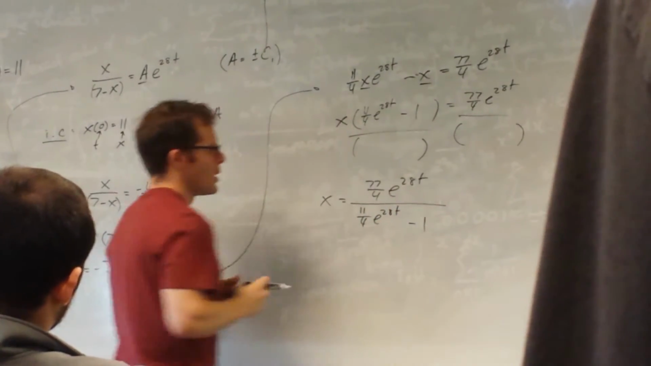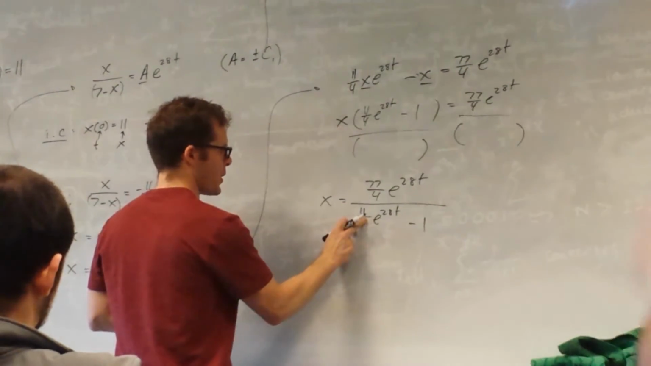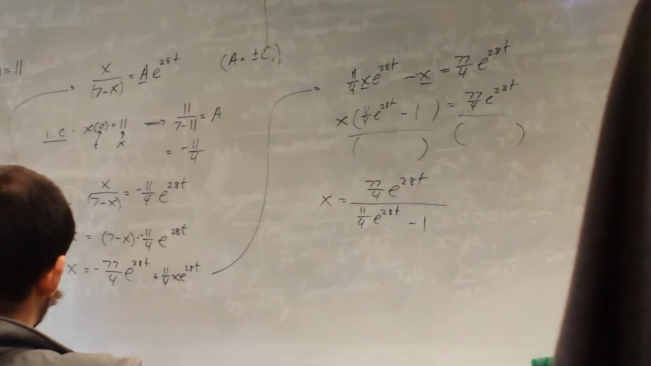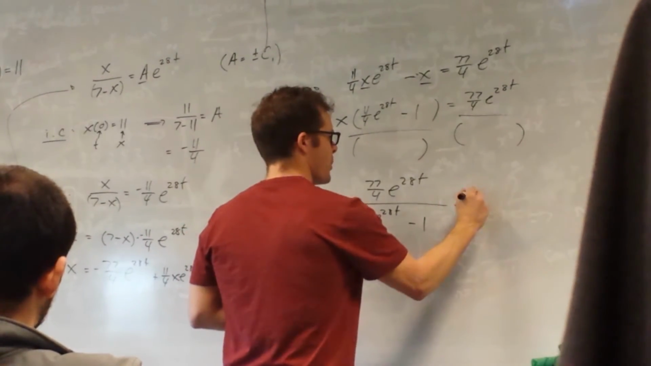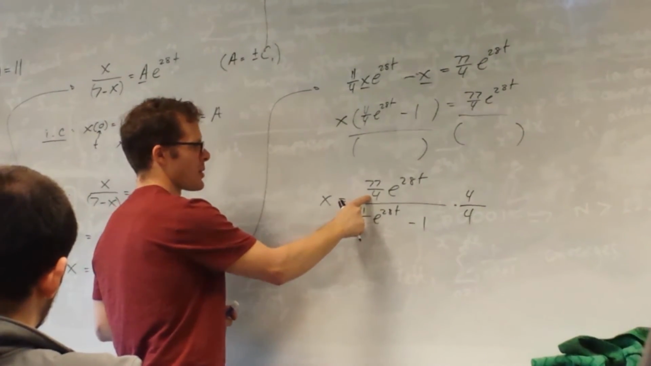Now, the book has something that probably looks different than this, because they clean things up. I'm noticing they clean things up in a very particular way, and it doesn't seem overly intuitive how they get there. What I'm going to do is multiply numerator and denominator by 4/4, just to knock out these denominators.